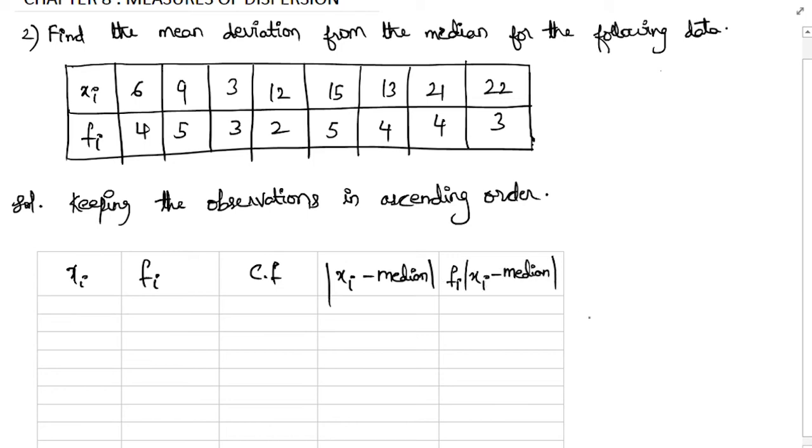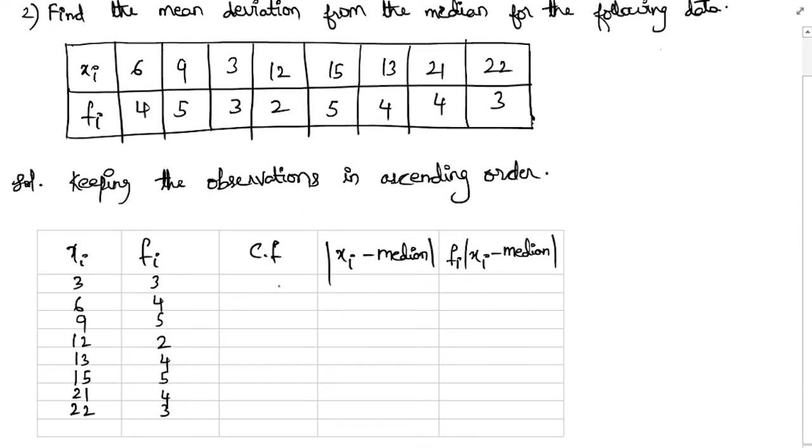Now xi is given, and we'll put it in ascending order directly. So 3, then 6, 9, 12, 13, 15, 21, 22. And the corresponding fi: for 3 it is 3, for 6 it is 4, for 9 it is 5, then 2, 4, 5, 4, and 3.